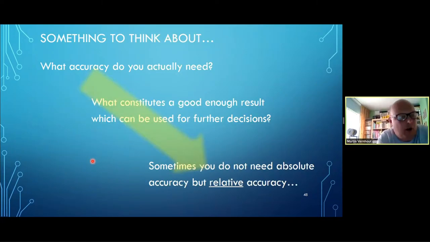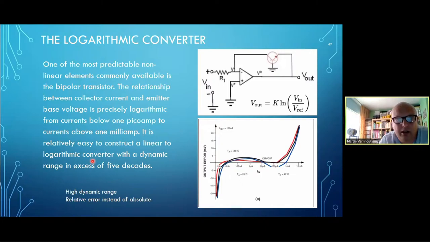Right now, I've talked about accuracy a couple of times, and I think it's more important to understand what it actually means. What do you actually need for your measurements to become good enough so you can make decisions on them? What constitutes a good enough result? Sometimes you do not need an absolute accuracy, but relative accuracy. And therefore, we have logarithmic converters. A logarithmic converter can do something very smart. It can convert a very high dynamic range to a smaller range by sacrificing an absolute error for a relative error.